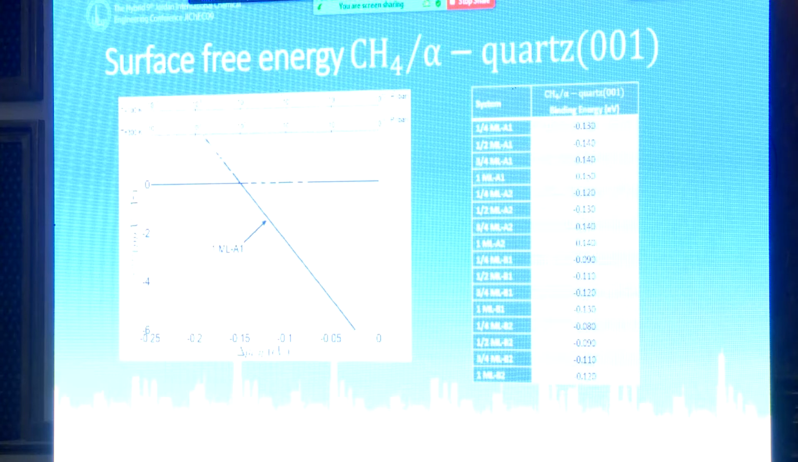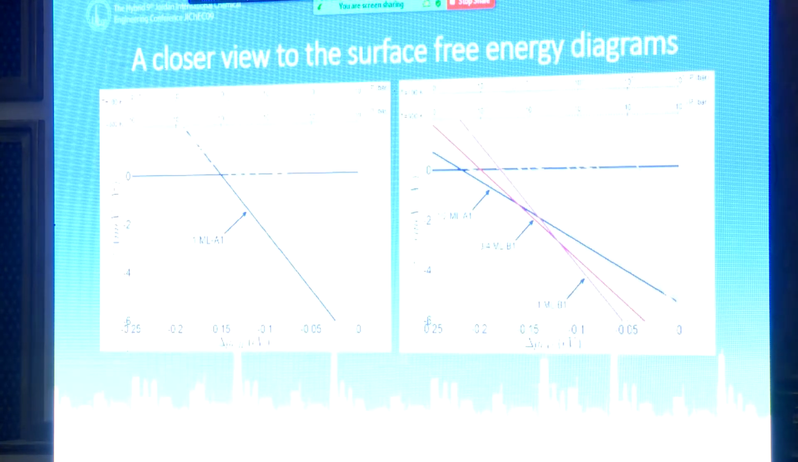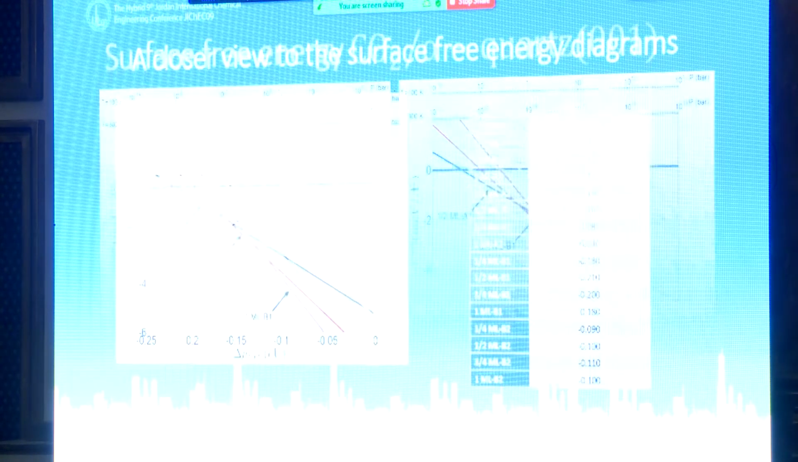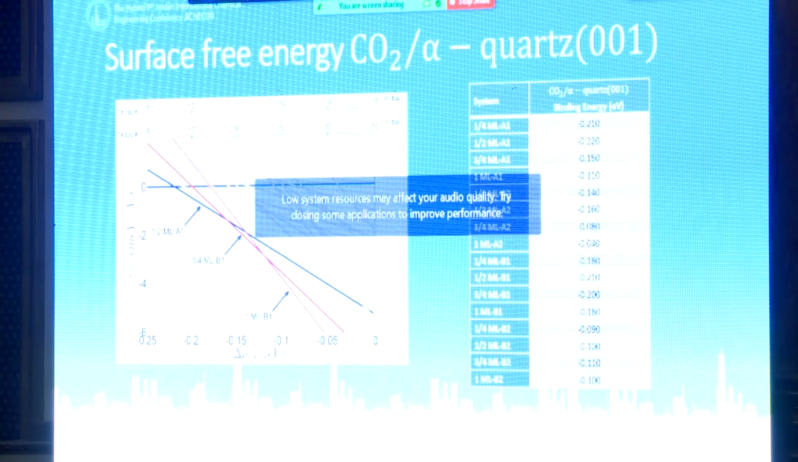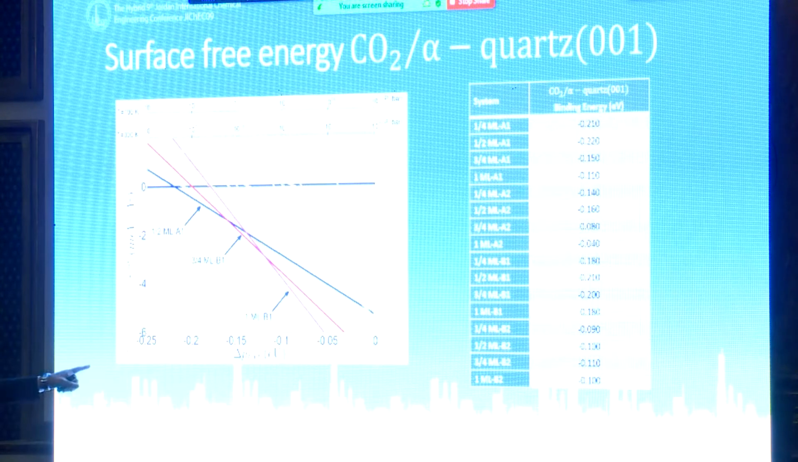Similarly for CO2 over alpha quartz, we can see that for values of chemical potential of CO less than -0.22 electron volt, the clean surface is the most stable structure. But once we exceed this value, we start producing a more stable structure than the clean surface, and this structure has the coverage half monolayer and occupying the site A1.